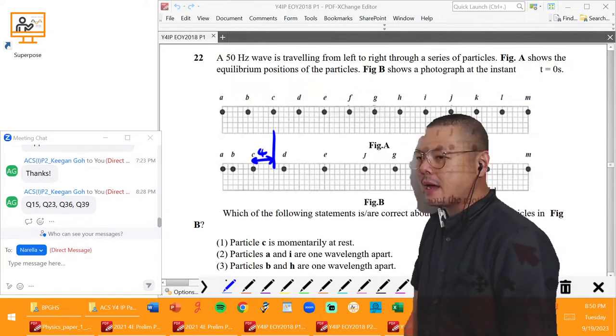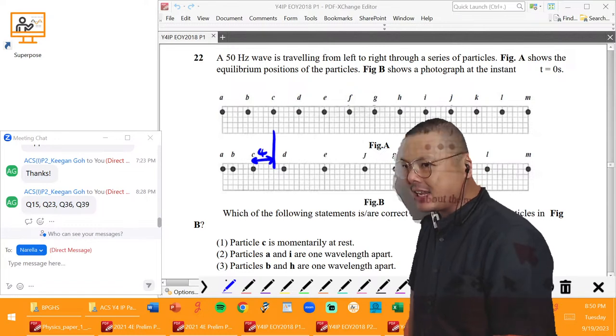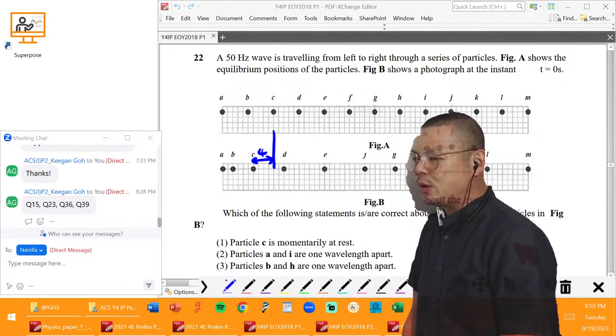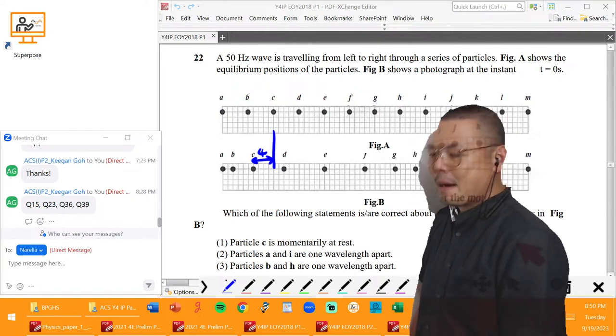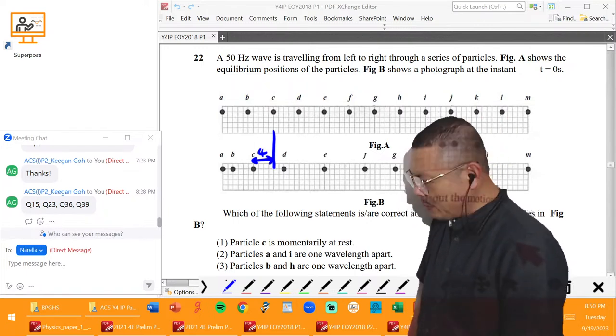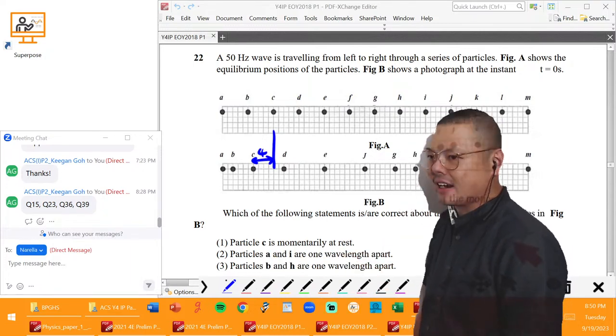Then a pendulum at amplitude, what is the speed? Zero. Is it momentarily at rest? Yes, it is. So C is also momentarily at rest, because by definition it's at the amplitude now. So the speed is zero. Momentarily. So statement one is correct.